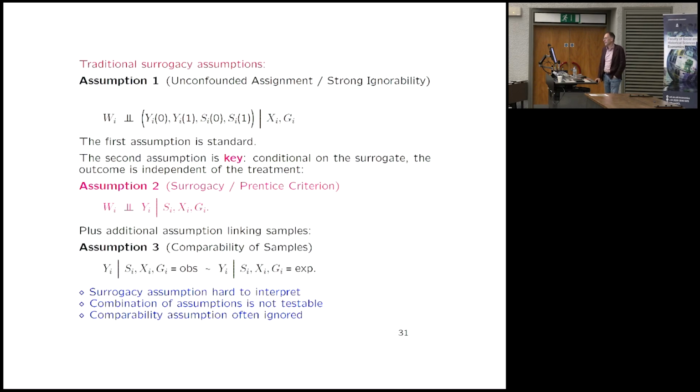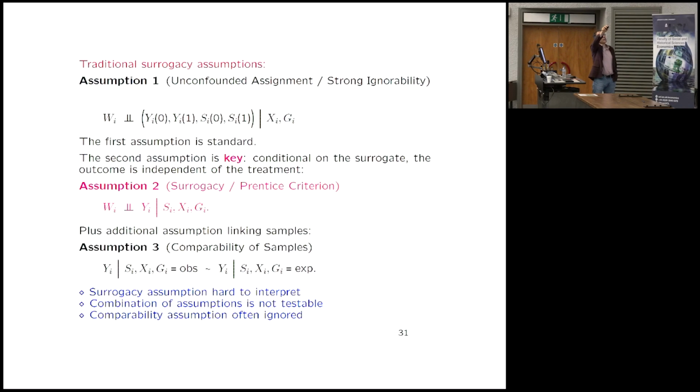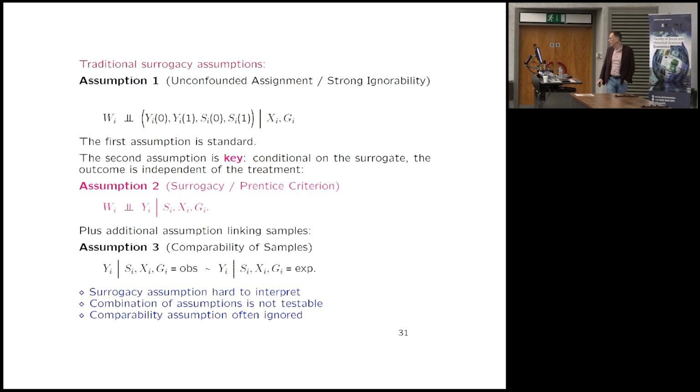So what are the assumptions here that we need for this? One is that the assignment to treatment is essentially ignorable. We have unconfounded assignment, but the key assumption, one version of which is called the Prentice criterion, is that the primary outcome is independent of the treatment, conditional on the surrogate and whatever pre-treatment variables you have. And we need some comparability of the samples. We need some version of external validity where the experimental and observational study reflect similar populations.